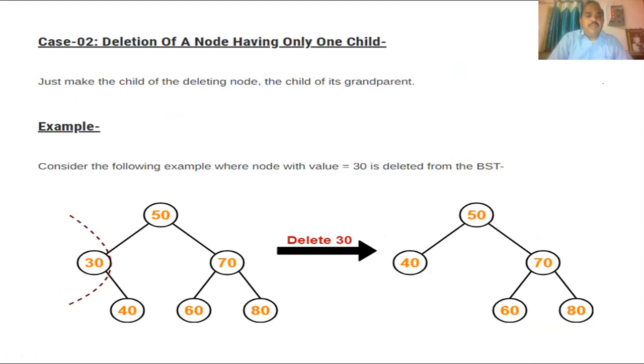Deletion of a node having only one child. Just make the child of the deleting node the child of its grandparent. Here I simply want to remove 30 from this tree. Consider the following example where the node with value 30 is deleted from the binary search tree.